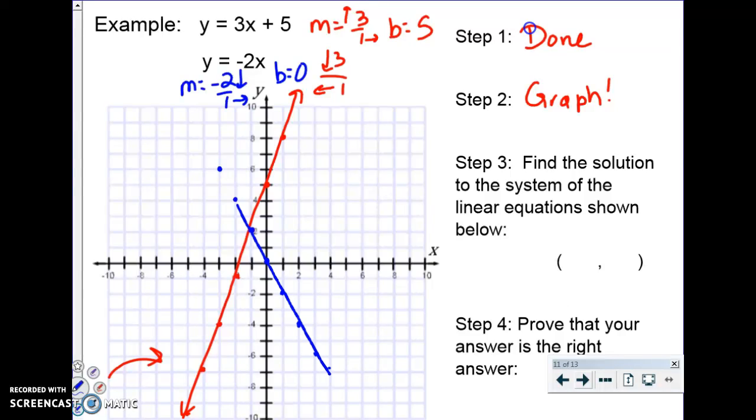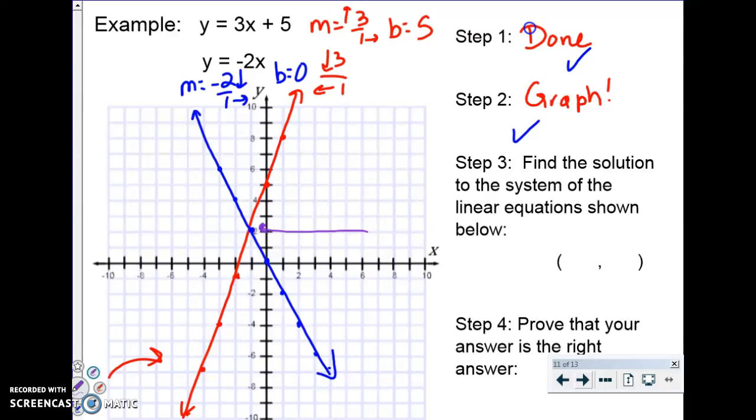So I'm going to grab my ruler and draw my line. And look at how amazing my lines are. And so step 2 is now done. Step 3 is find the solution. So the solution, again, is where the lines cross. So it looks like it's right there.